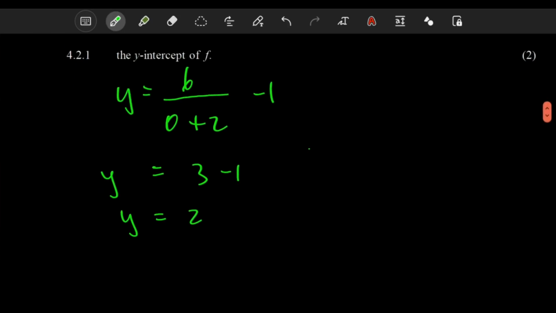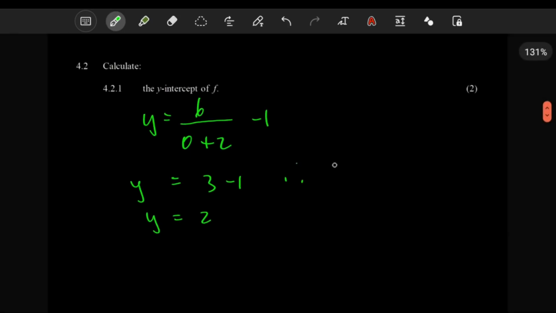When you get a y-intercept, try to write it as a coordinate when you're done. So here the x value is 0 and the y value is 2. You see, you'll get your marks.